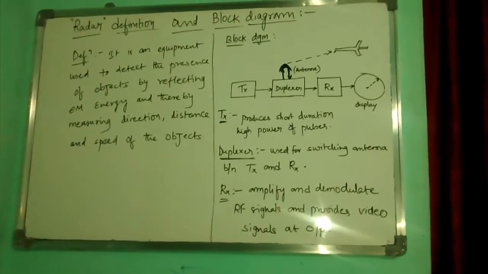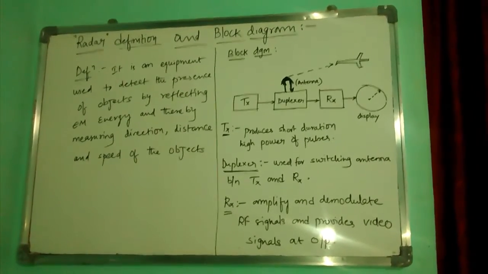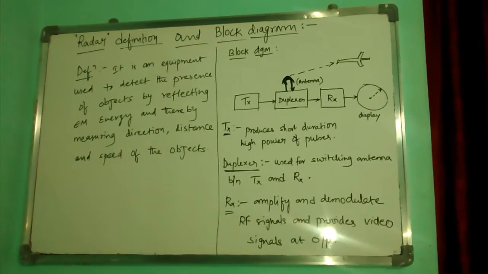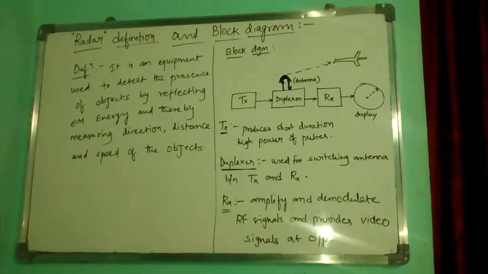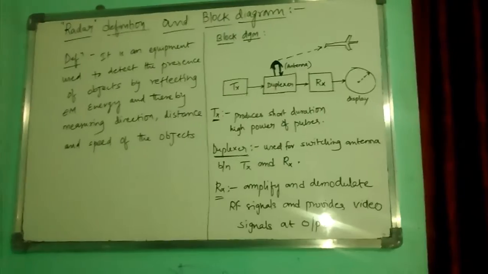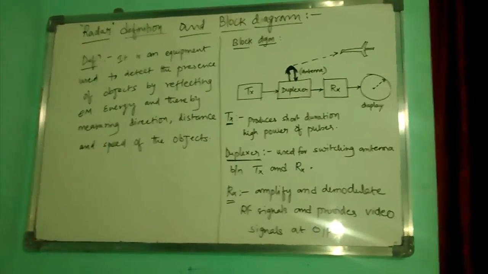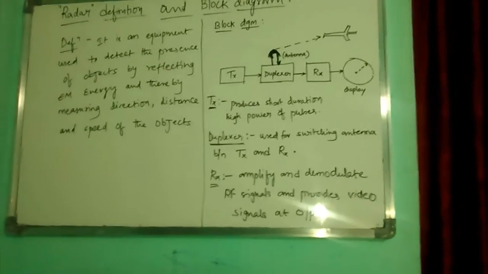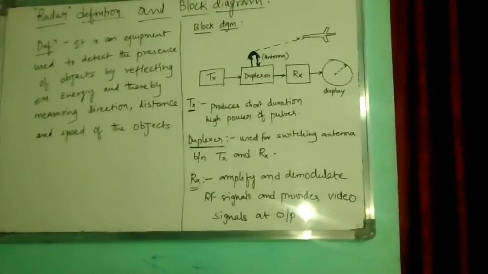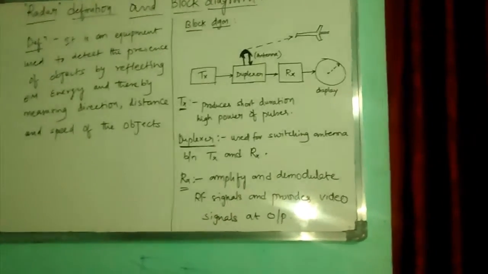If you can see the block diagram, it consists of a transmitter, duplexer, receiver and PPI or display, pulse position indicator, and an antenna and an object. Here the object is considered to be the aircraft. Now we are going to discuss each and every block and how it works.